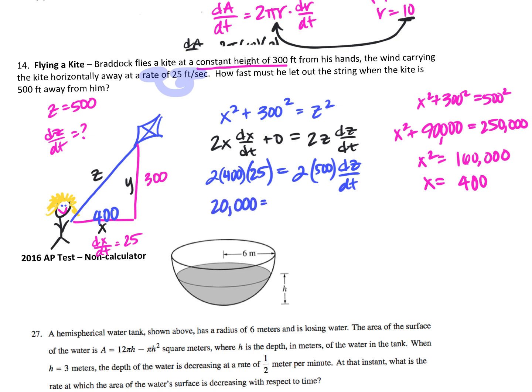Keep all those zeros at the end. 2 times 500 is 1,000. Divide by my thousand. Wait, why did I just throw a pi in there? 20,000 over 1,000. Correct? So 3 zeros cancel out, and we're left with 20. There we go. 20.